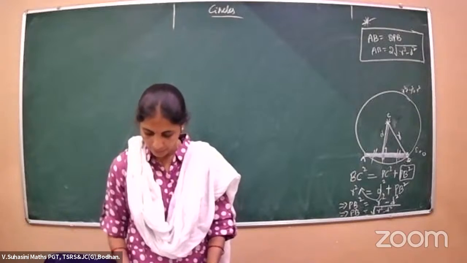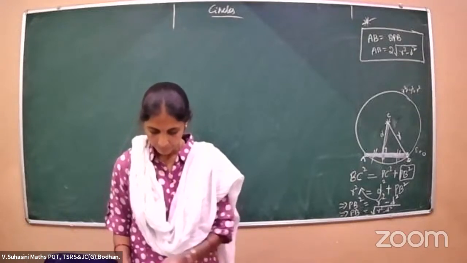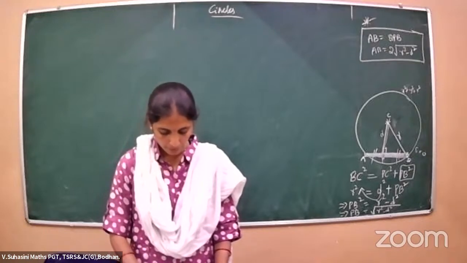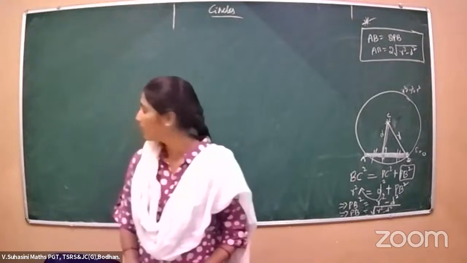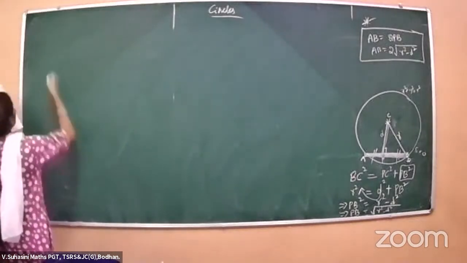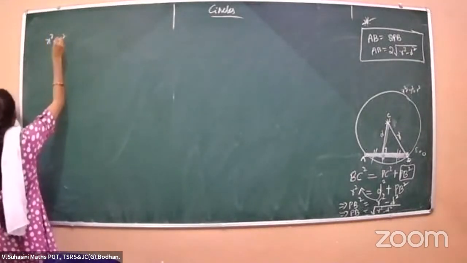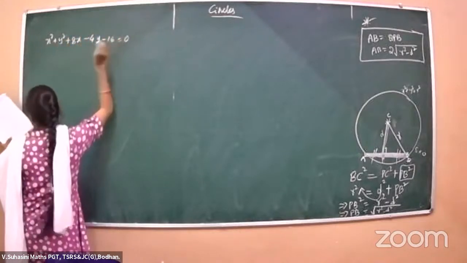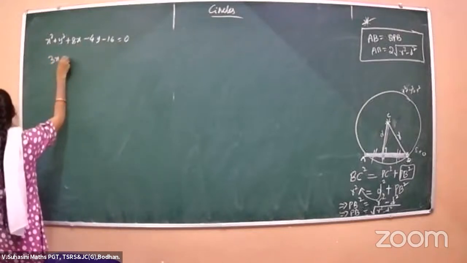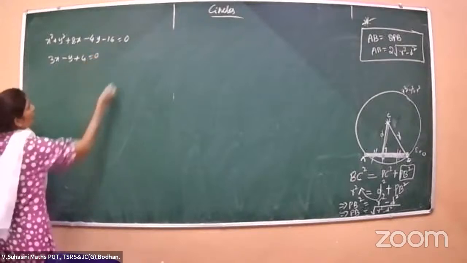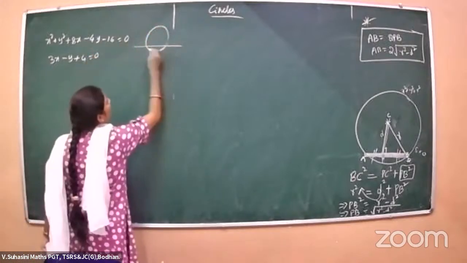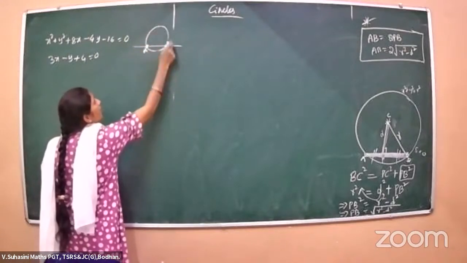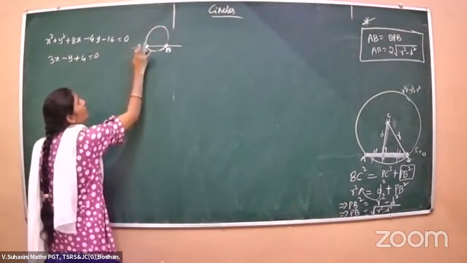It is there in the textbook, page number 34, example problem 2. Find the length of the chord intercepted by the circle x square plus y square plus 8x minus 4y minus 16 is equal to 0 on the line 3x minus y plus 4 equal to 0. Okay, this is the circle and this is the line. We have to only find out this length AB, the length of the chord intercepted by this line with respect to the circle.